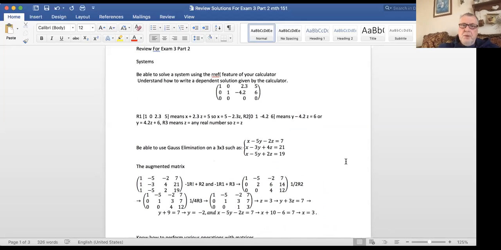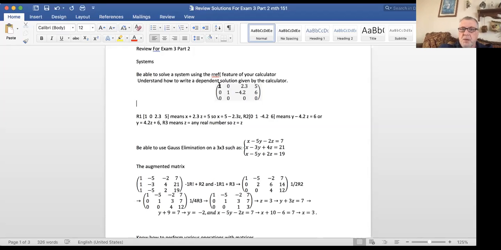So the first thing you should be able to do is use the RREF feature of your calculator. The second thing is, if we do use the RREF feature, we should be able to determine what the solution is to a dependent system, or know if it's inconsistent. If it's a dependent solution, this last row is going to be all zeros. If it's inconsistent, you're going to have a 1 here in this last row and a 0 here. That means 0z equals 1. That makes no sense. 0 can't equal 1.